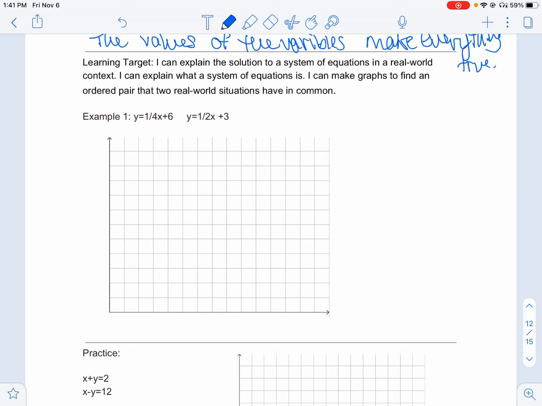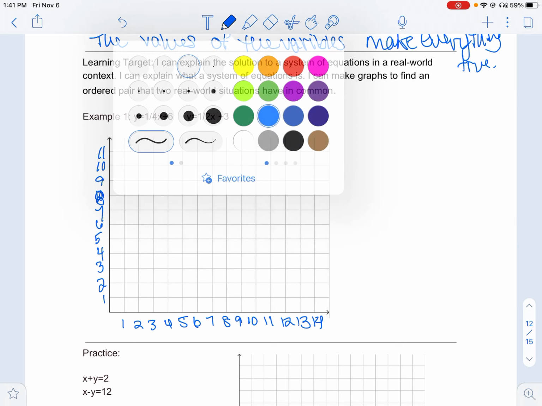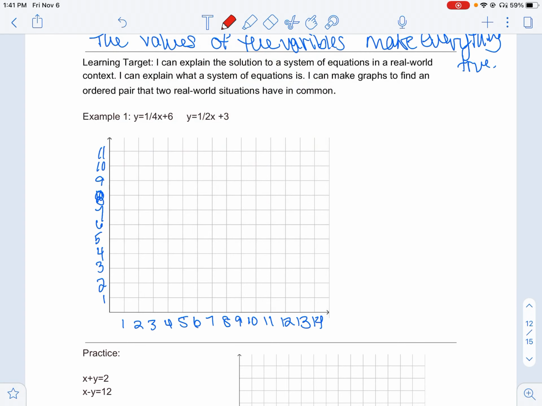Okay, so I'm going to go ahead and label just using numbers. I don't have any titles because I don't really know anything about the graph, but I can label it this way. Alright, and then I'm going to use different colors to help this. So I'll use red for the first one.